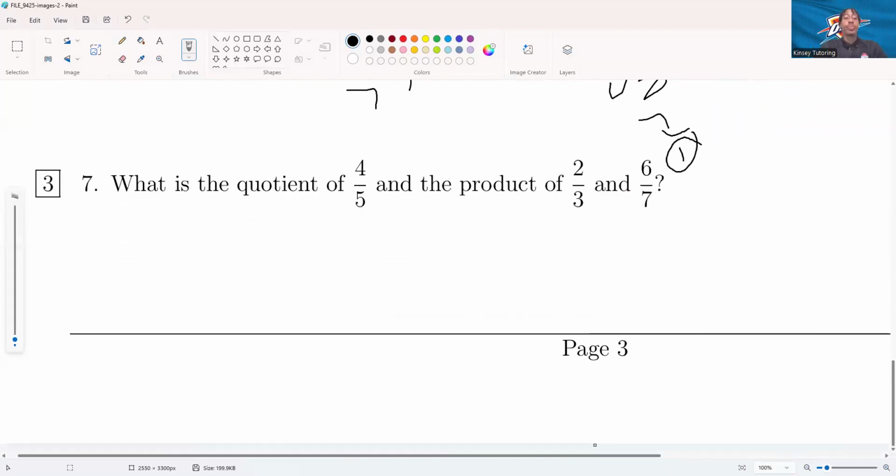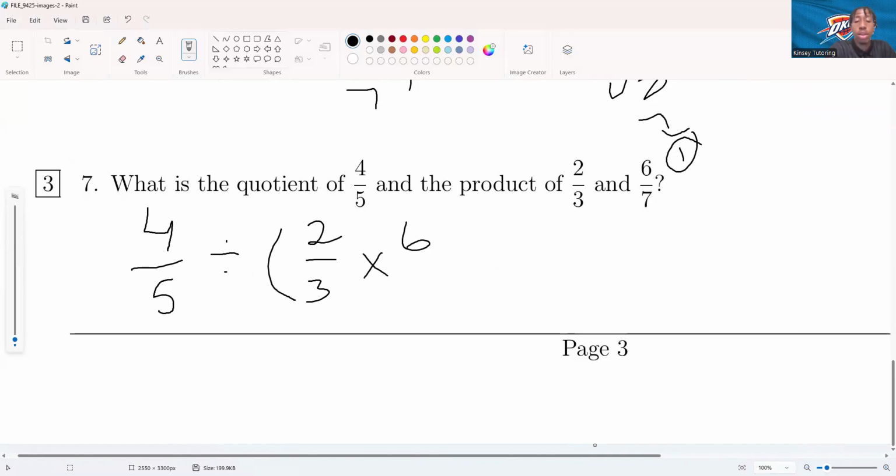All right, and then we got one more. What is the quotient of 4 over 5 and the product of 2 over 3 and 6 over 7? So basically, what the question is asking is 4 over 5, the quotient. And when you hear quotient, that's the answer to division, right? So we're going to take that 2 over 3, and then the product, which is multiplication, right? So 2 over 3, 6 over 7, 4 over 5, divided by, and then what we got?